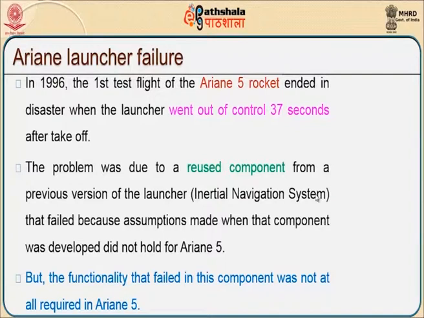The inertial navigation system failed because the assumptions made when that component was developed did not hold for Ariane 5, but the functionality that failed in this component was not at all required in Ariane 5. So this is one specific problem that we may have to look at. The functionality that the component already had may not be required for the new software, at least. In that case, if we build on top of it, that may also lead to a failure. That is one of the instances we have quoted here that led to failure, even though that functionality was not required at all.